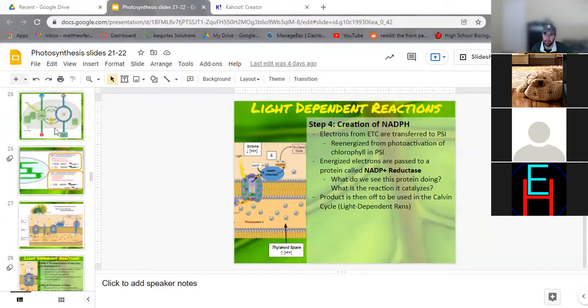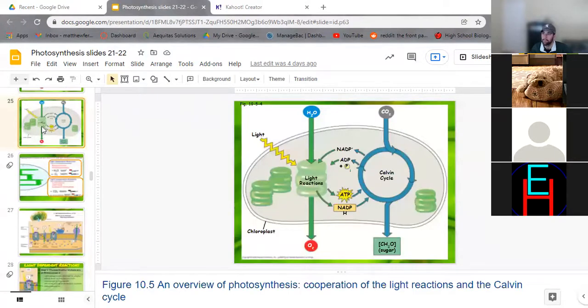So going back to the overview, the NADPH that we just made here in step 4 is this. Cool. Well, we've actually made 2 of the reactants so far. We've made oxygen gas. That came in step 2 during the photolysis of water. And now we've just made NADPH. So we still need to make ATP.